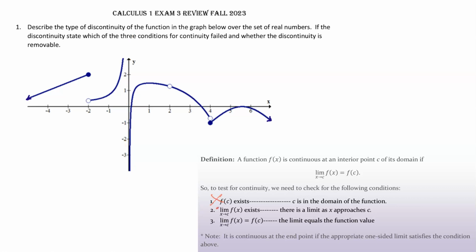First condition fails, second condition fails. So of course the third condition must also fail. So that is not a removable discontinuity.